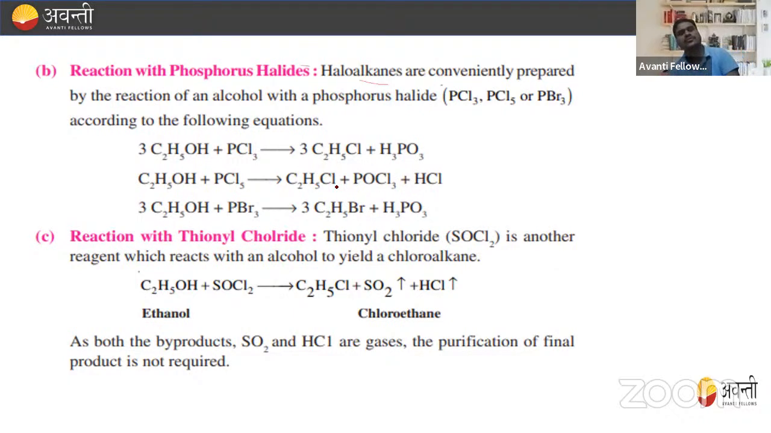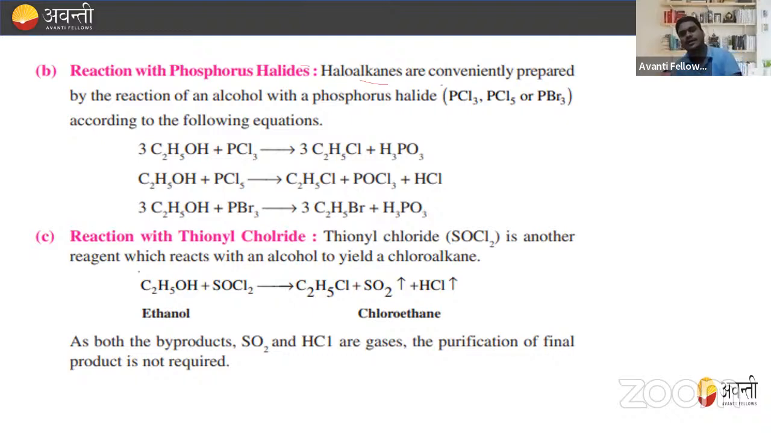That is reaction with the phosphorus halide. Basically, haloalkanes are conventionally prepared by the reaction of alcohol with phosphorus halides like PCl3, PCl5 or PBr3 according to the following equation. So this is the complete equation here. When 3 moles of ethanol, C2H5OH, is treated with PCl3, we'll get 3 C2H5Cl plus H3PO3. Similarly, when there's PCl5, we get POCl3 plus HCl. And when they are treated with PBr3, we'll get 3 C2H5Br and H3PO3, right? So this is the product we get.